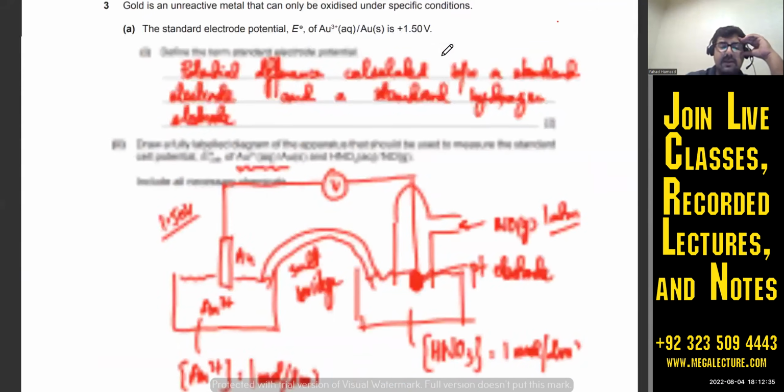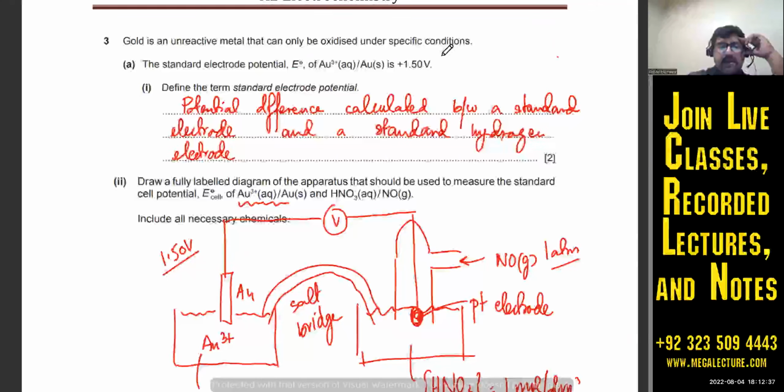Anyways, I think we did this previously, but I'll just go through this question quickly. He said, what is meant by the term standard potential? So it's a potential difference calculated between a standard electrode and a standard hydrogen electrode. Okay, that's what it meant.